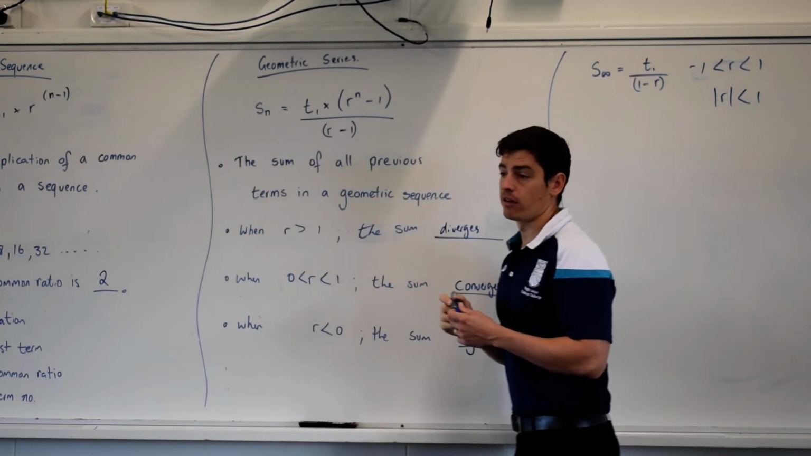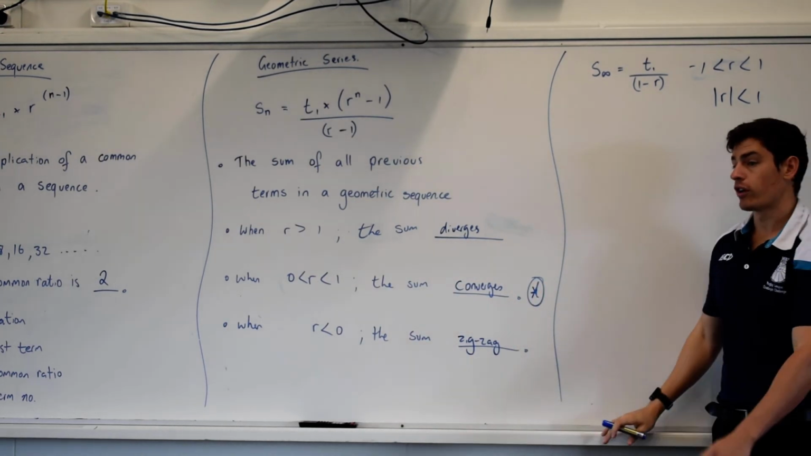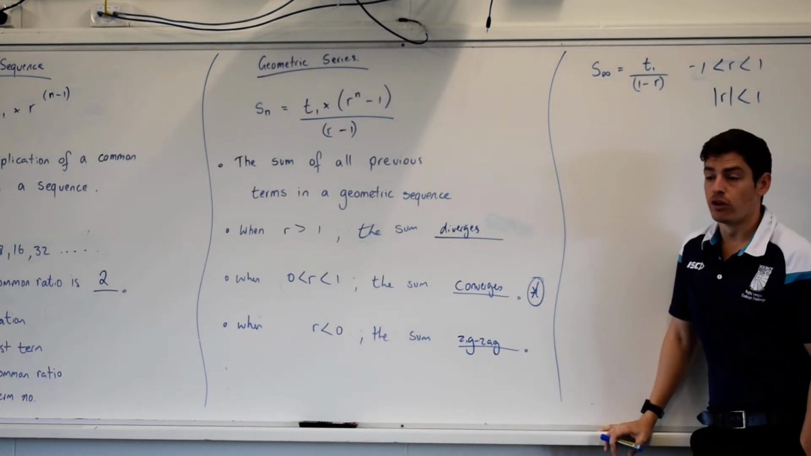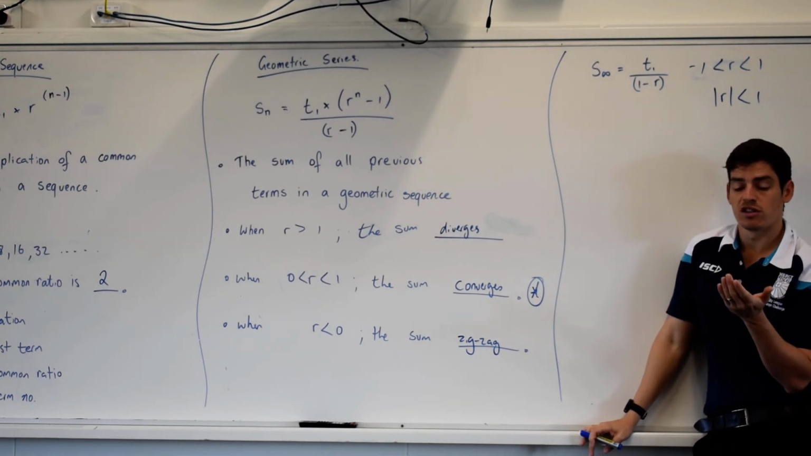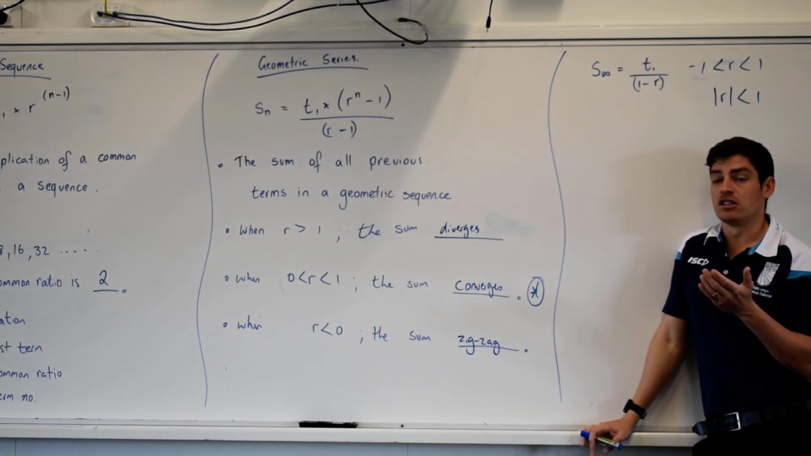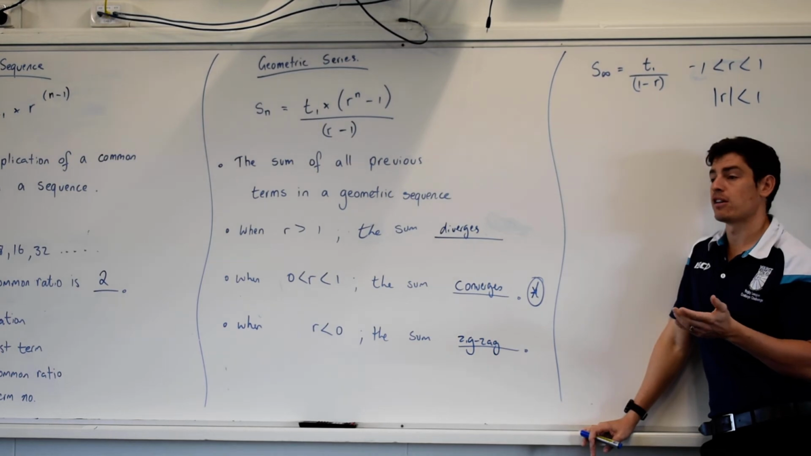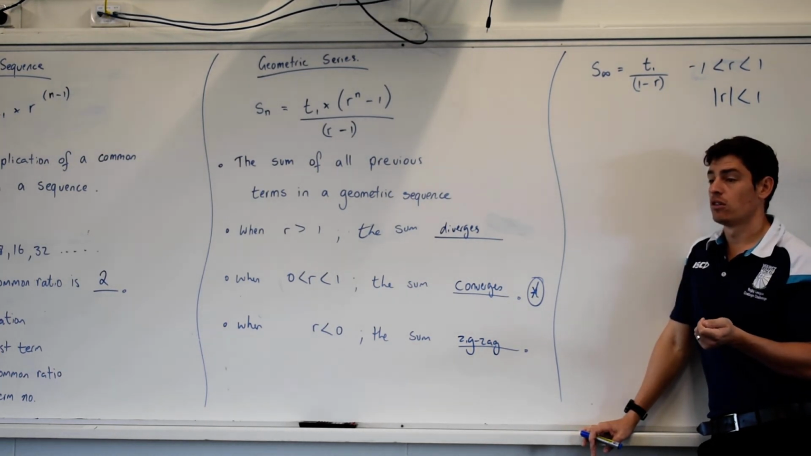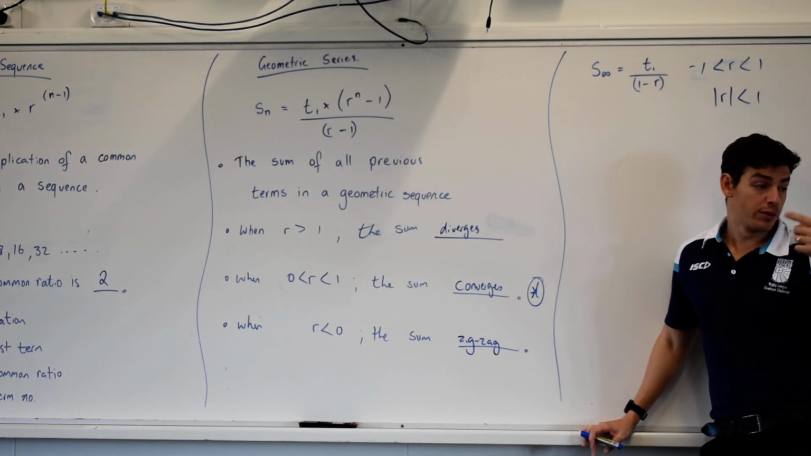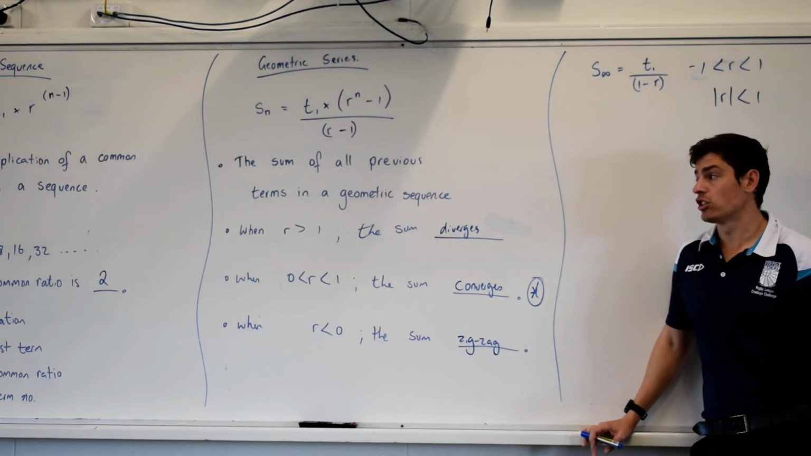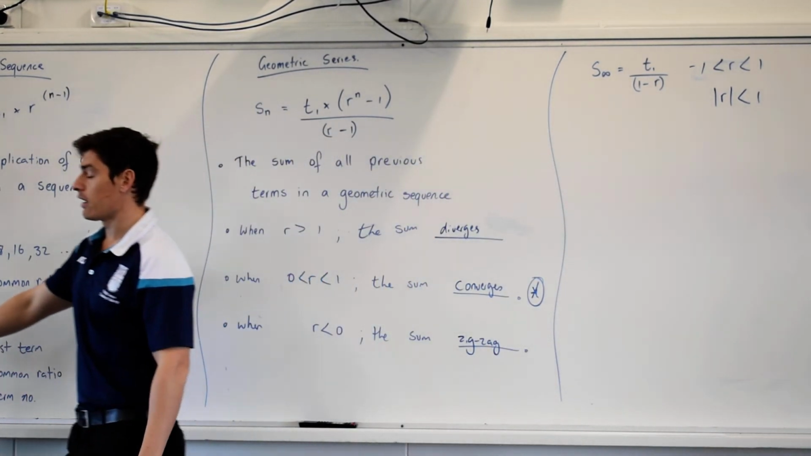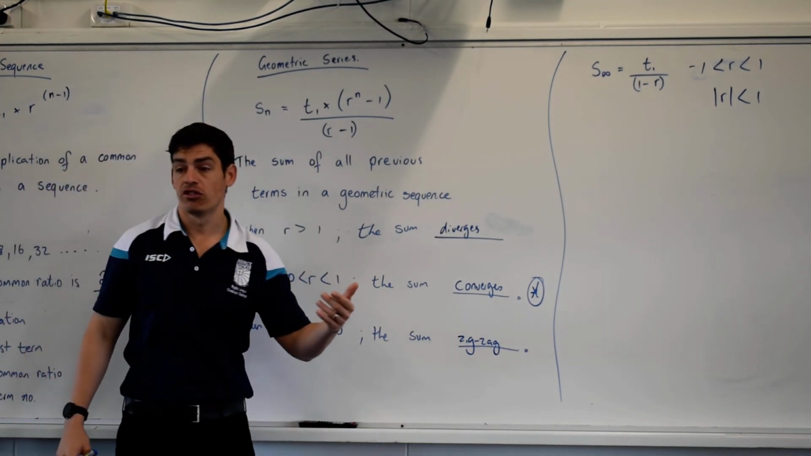What's the real trick? The hardest part of any of these problems when you're sitting in front of an exam is knowing that it's a geometric or an arithmetic. So how do we know if it's a geometric? You've got a multiplication, so there's a repeated multiplication going on. How do you know if it's an arithmetic? You've got a repeated addition.